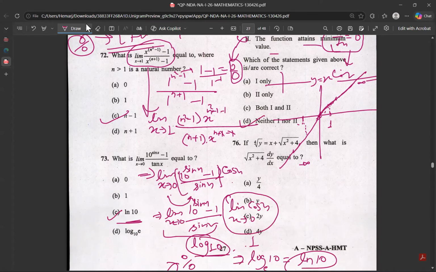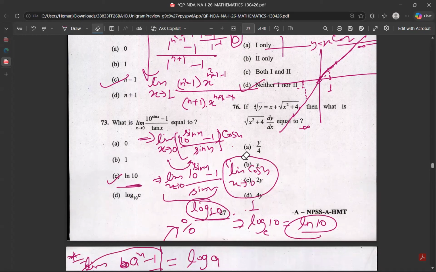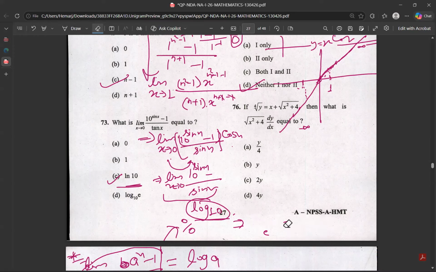Now, question 76. Let me first clear. Question 76. Okay. y to the power 1 by 4 equal to x plus root x square plus 4. Then what is the value of this whole? We have to find the value of root x square plus 4 into dy by dx.